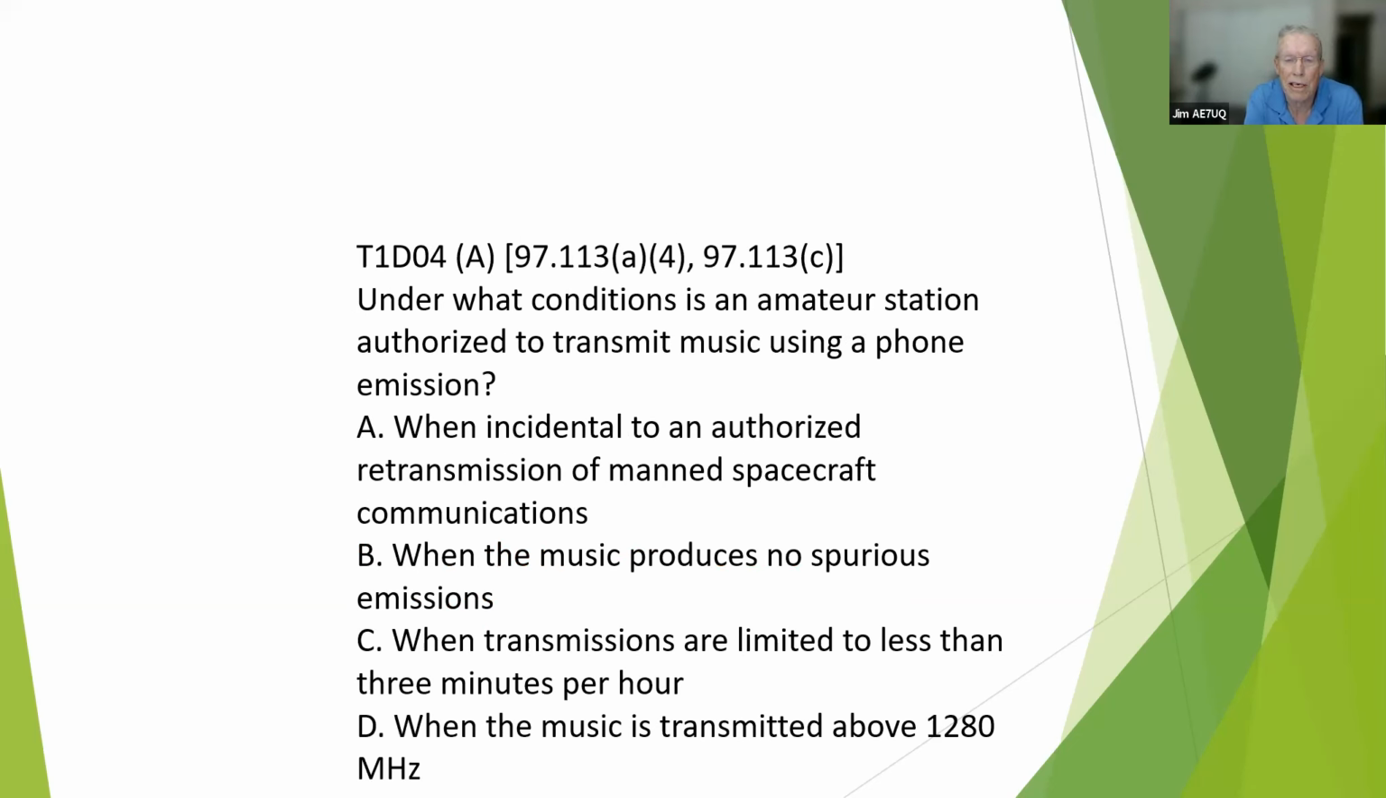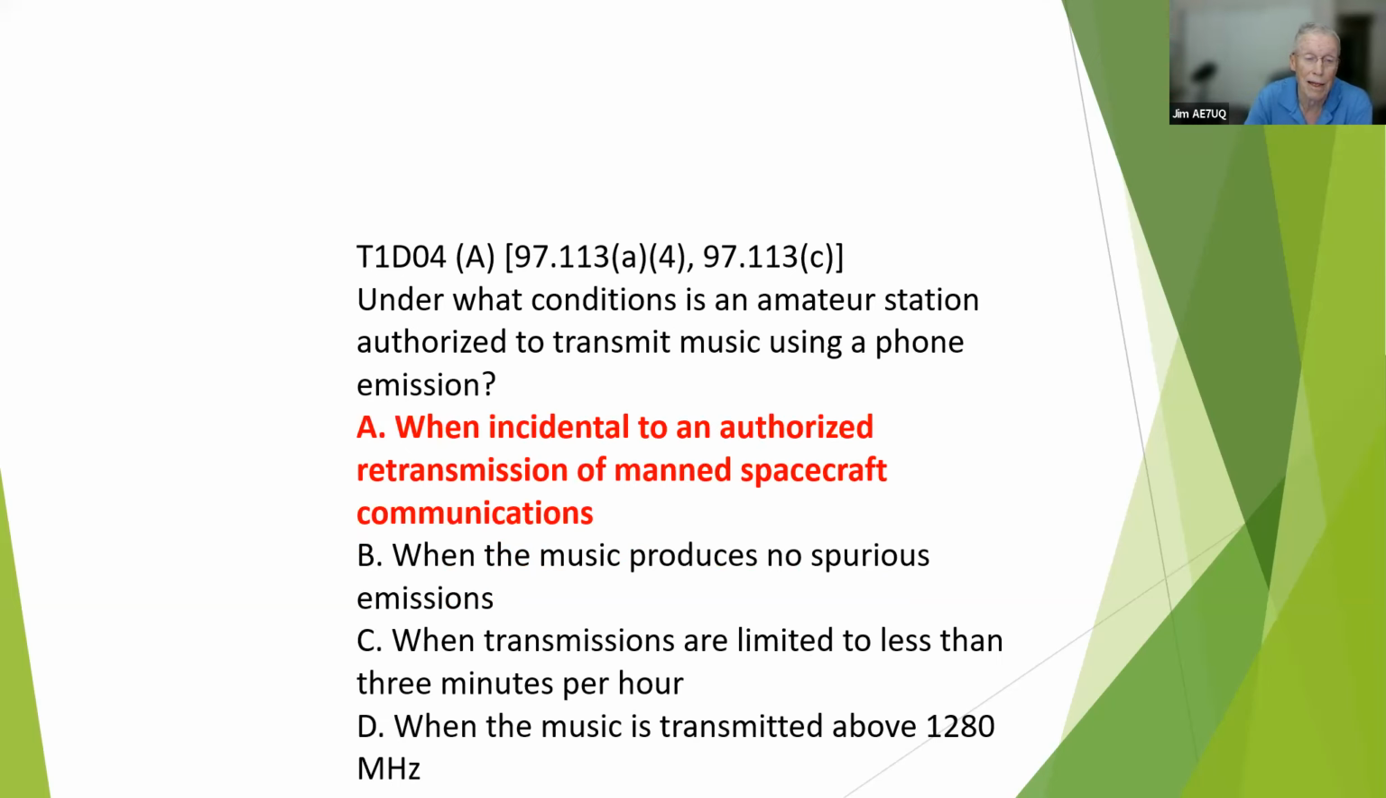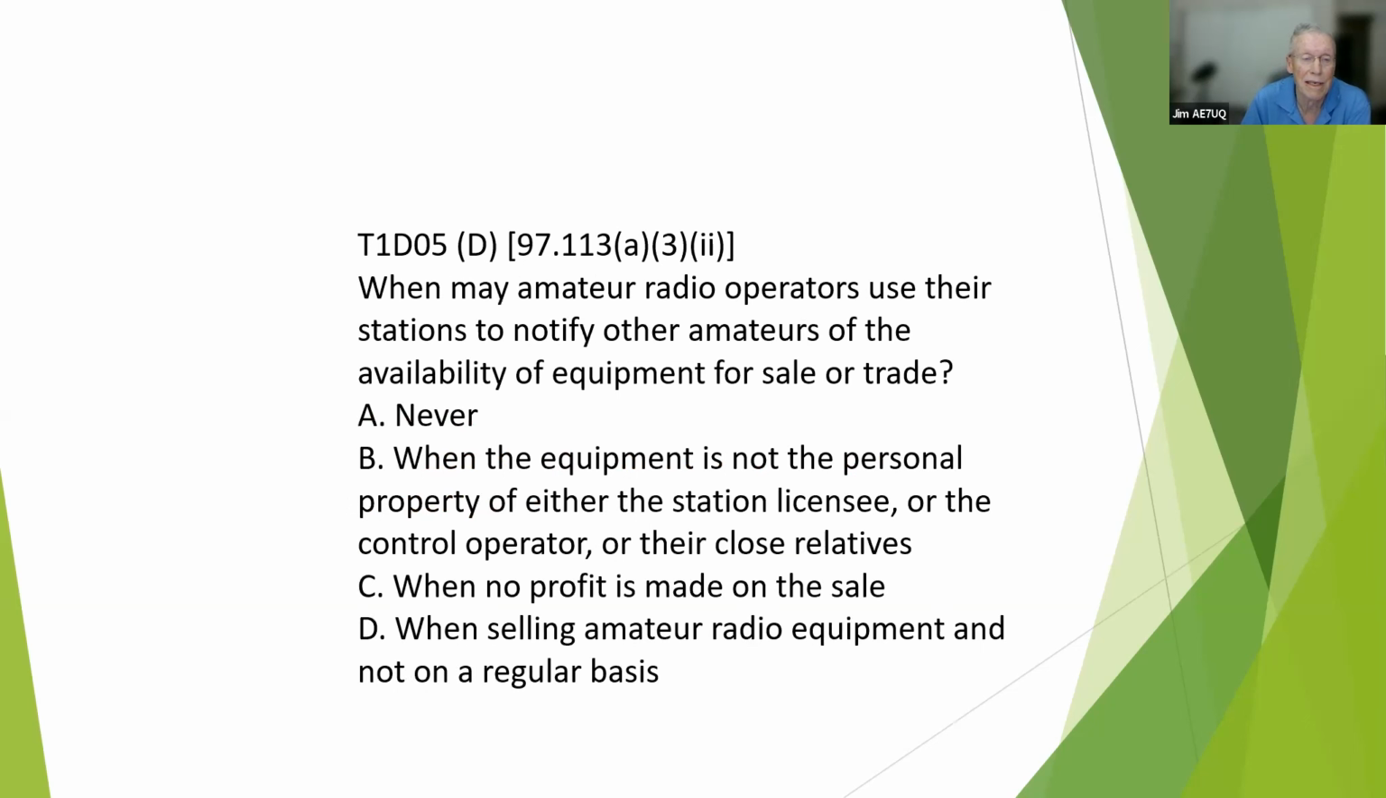Under what conditions is an amateur station authorized to transmit music using a phone emission? Now, go back to our question on broadcasting. You can't broadcast as a commercial station would, but when it's incidental to an authorized retransmission of manned spacecraft communication. You may recall that several years ago, one of the Canadian astronauts was proficient at playing his guitar on the space station. So incidental in this particular case.